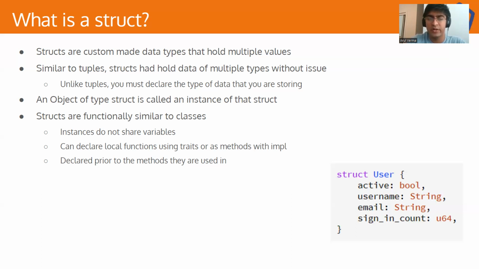And some of this shared behavior is that instances don't share the same variables. So if I was to create 2 different instances of this struct User, the first instance, let's say it's called user1, would not necessarily have the same value in its active as user2. Another functionality that they share with classes is that structs can also declare local methods with impl, basically. And another thing is that when you're creating a struct, it's declared prior to the function it's used in.